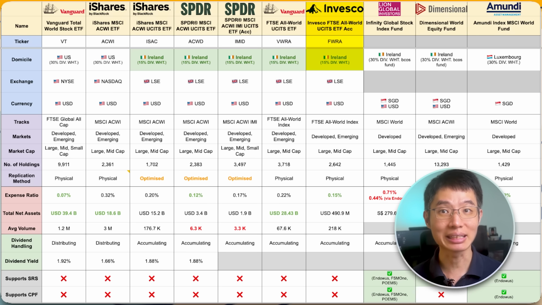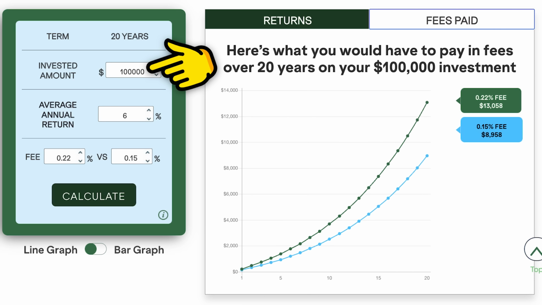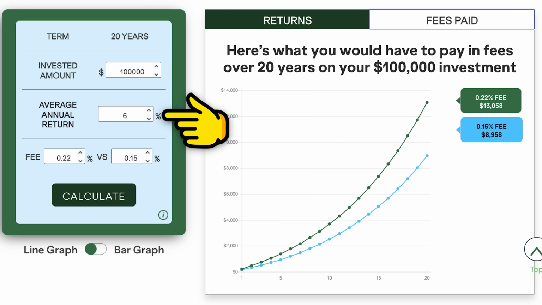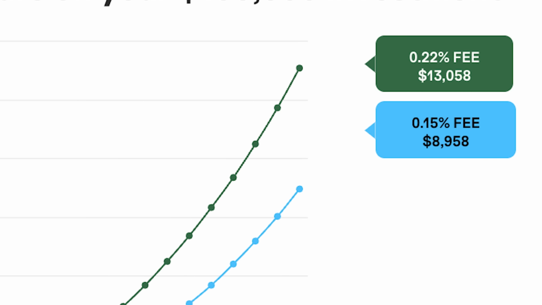The good thing about this ETF is that it uses physical replication, which means less tracking error, plus it has a lower 0.15% expense ratio as compared to VWRA's 0.22% expense ratio, which means you get to save on more fees. For example, if you invest $100,000 in both VWRA and FWRA with an investment period of 20 years and a 6% annual return, you'll be paying an extra $4,100 in fees, which is rather expensive, yeah?